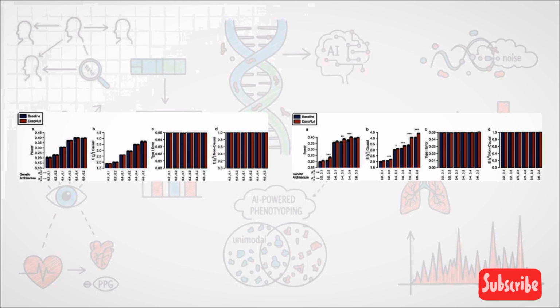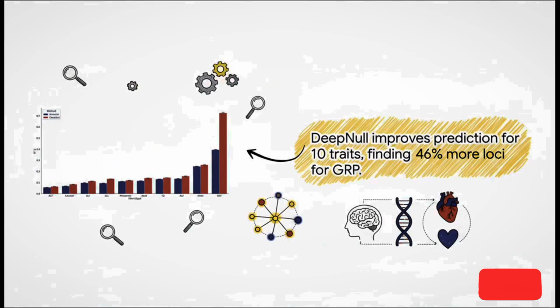So, to deal with this messiness, researchers came up with a really smart AI called Deep Null. It's designed to actually understand these complex real-world relationships. And check this out. On the left, when the data is simple and straightforward, you can see the old method and Deep Null are basically tied. But look at the chart on the right. When you throw in the kind of complexity you find in actual biology, Deep Null just pulls way ahead. It's like it can see the path through a tangled forest while the old methods are still stuck at the entrance. This isn't just some theory, okay? This is from real-world data.